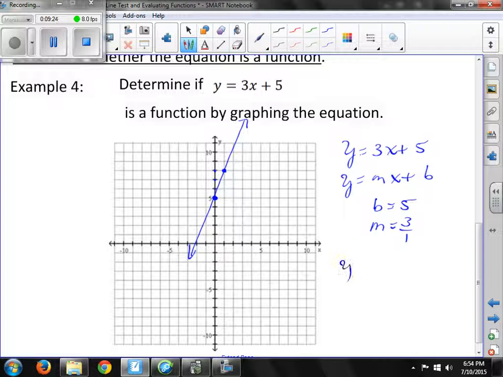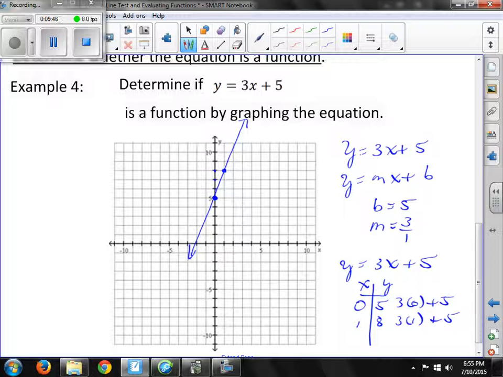We could have also done this by plotting points, and we would have gotten the exact same graph. If I'd have let x be 0, I'd have had 3 times 0 plus 5, which would have been 5. If I'd have let x be 1, I'd have 3 times 1 plus 5, which is 8. And it would have given me the exact same graph.